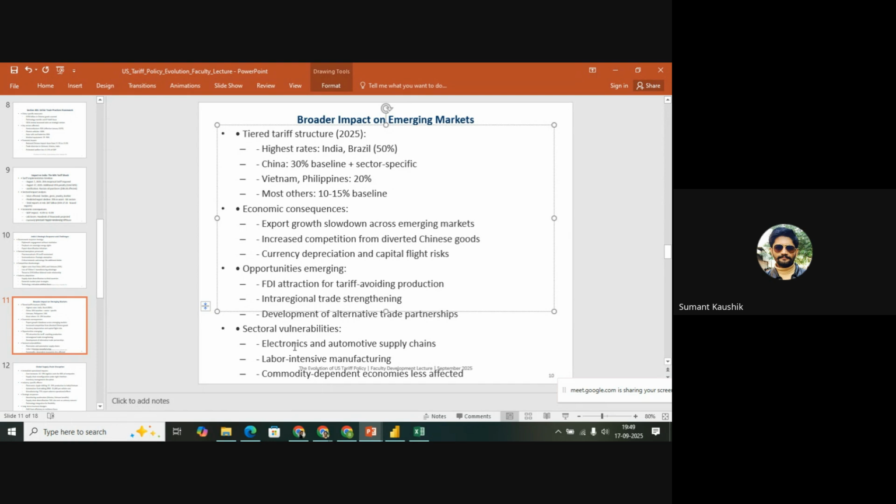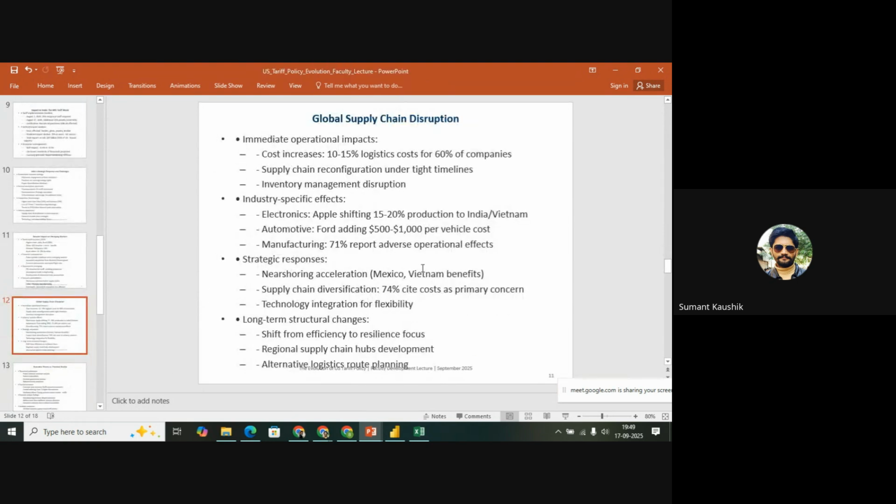It makes some sectors vulnerable also, specifically the labor intensive manufacturing sector will be most affected, and hence there will be a problem of employment issues. There will be a global supply chain disruption, because there will be an immediate impact on the cost as of this tariff imposition. Logistic costs will increase by almost 10 to 15% for more than 50% of companies, and this needs to be taken care of. How this can be prevented, and how it could be resisted.